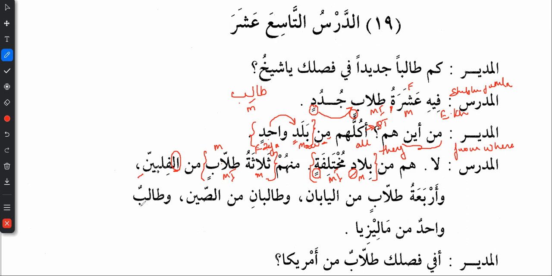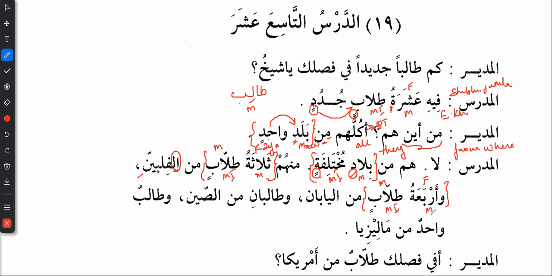If a country name doesn't have lam at-ta'rif, it cannot take a kasra. So this is the rule for country names. Wa arba'atu tullabin. See, it's feminine. This is male. This is mudaf, and this is mudaf ilayhi. So now you can easily recognize the structure.